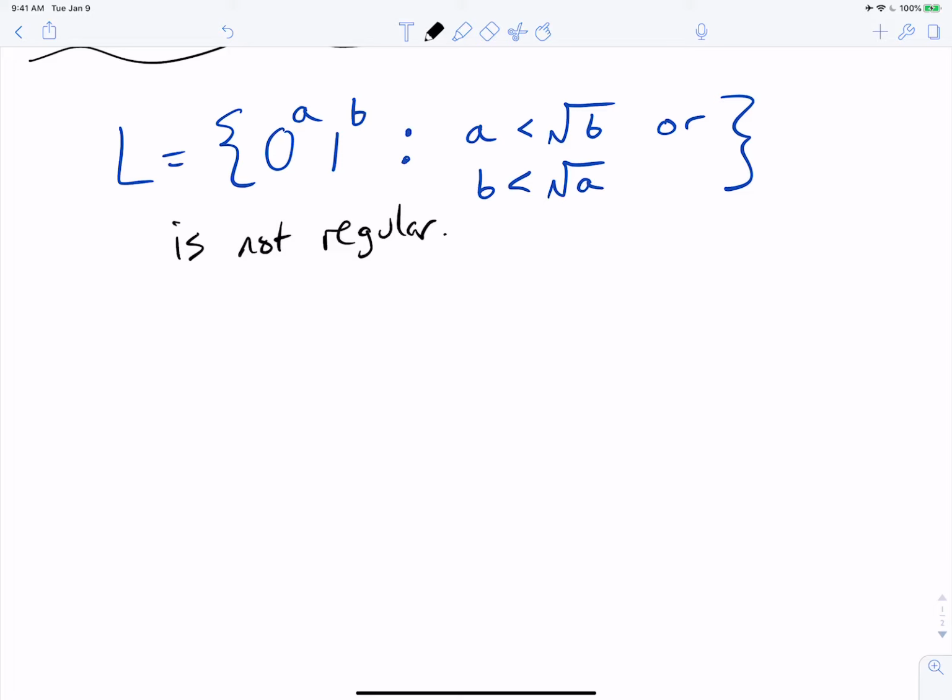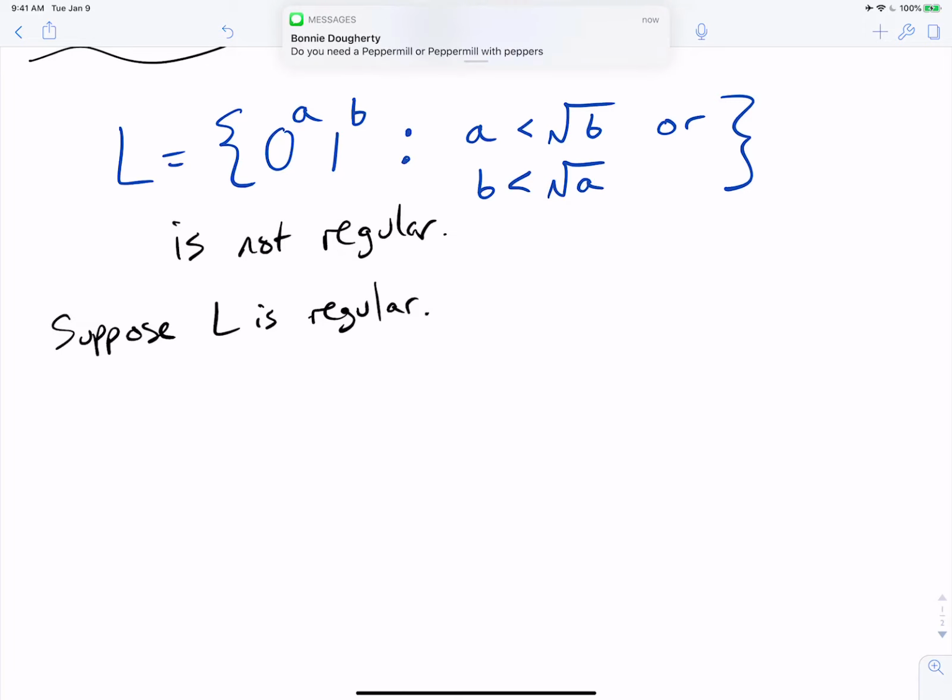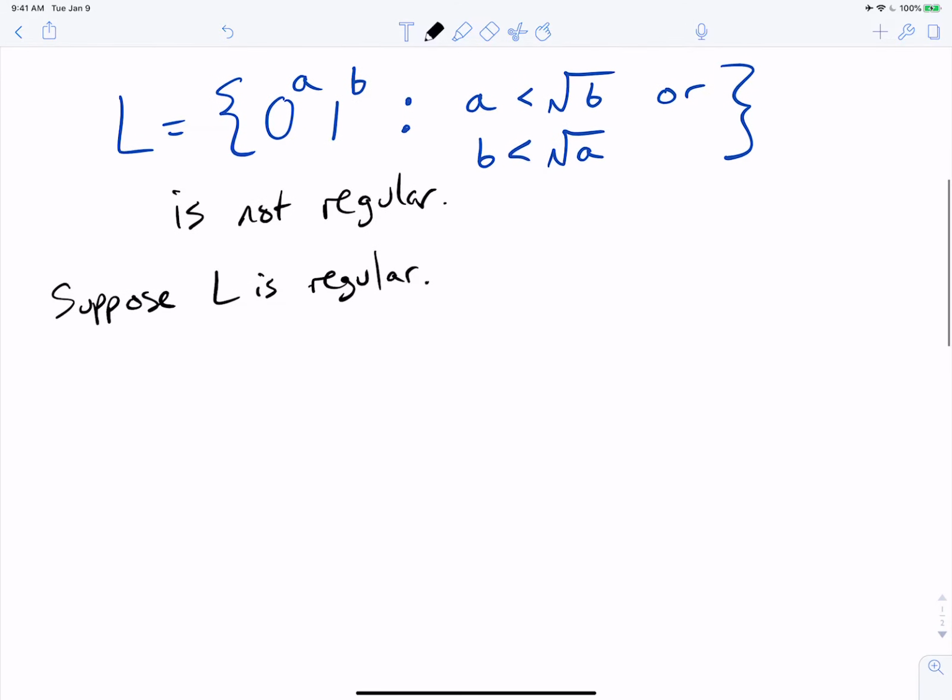Okay. So how do we get a convincing argument to show that this is not regular? Oh, yeah, contradiction. Okay, so let's suppose L is regular. Then we have to say that there exists a pumping constant for it. So why do we say that?